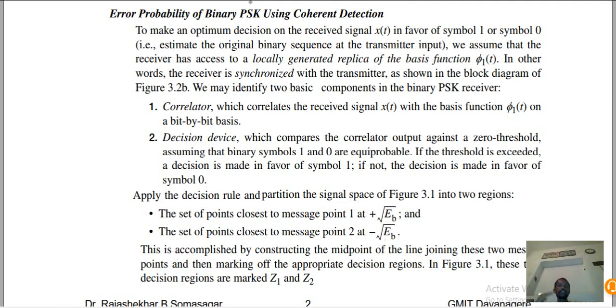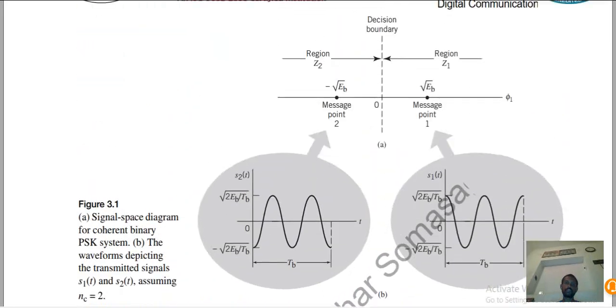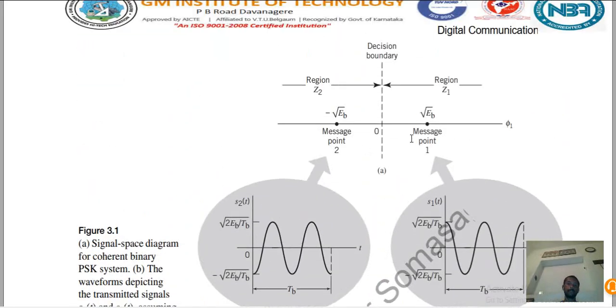If the threshold is exceeded, a decision is made in favor of symbol 1. If not, the decision is made in favor of symbol 0, as shown in this diagram. If the output is greater than 0, it will be considered message point 1, or symbol 1, and if it is less than 0, it will be considered message point 2.